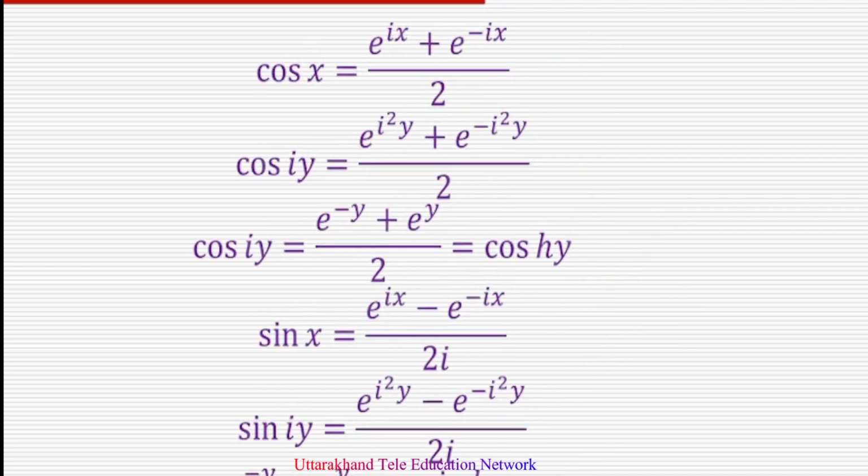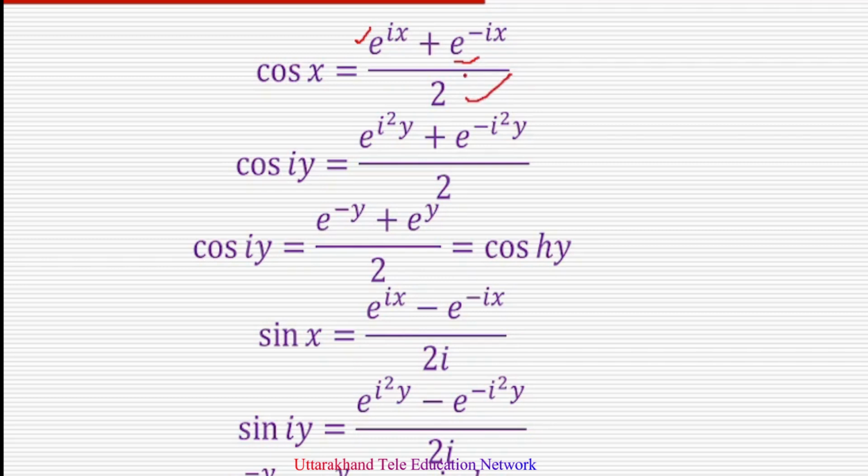Now we will find the relation between circular and hyperbolic functions. From the Euler values, we know that cos x, where x is real or complex, is e raised to power ix plus e raised to power minus ix over 2.